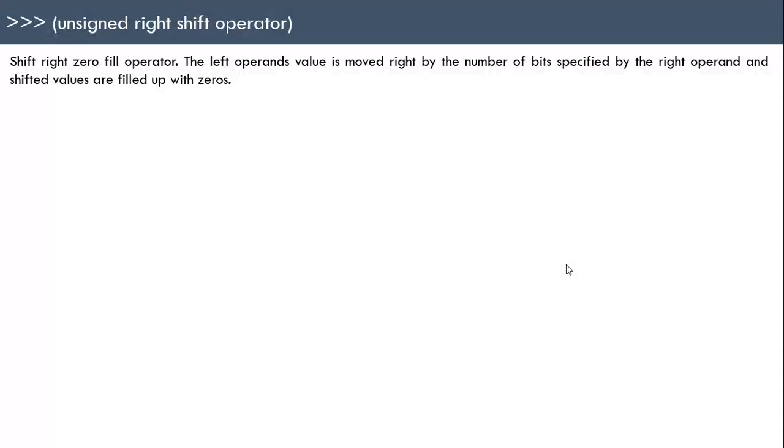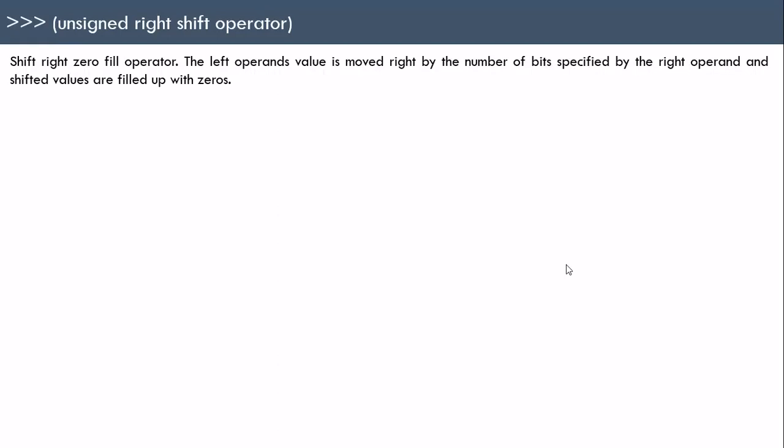Now, in the case of the unsigned right shift operator, there is a minute difference between the unsigned as well as the signed right shift operator. The difference is that in the unsigned right shift operator, the MSB bit is 0. So if you are performing the unsigned right shift operator, what will happen? It will unset the MSB.